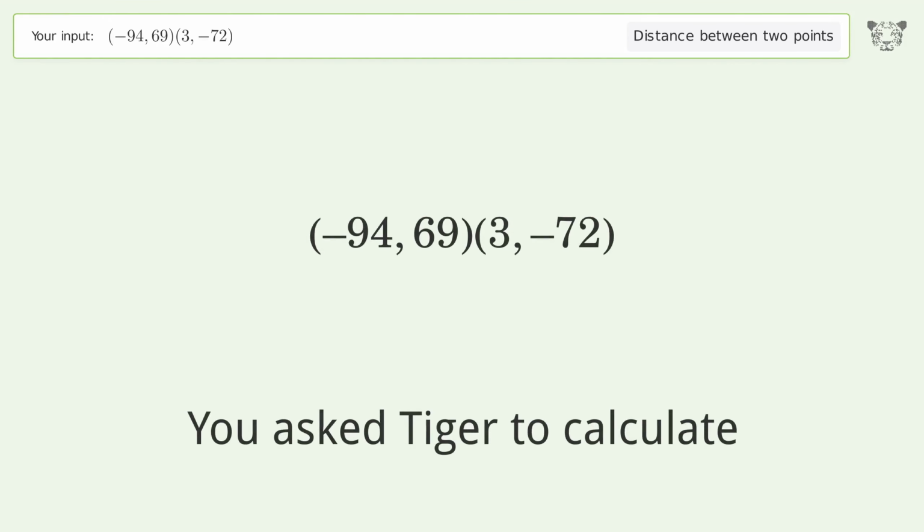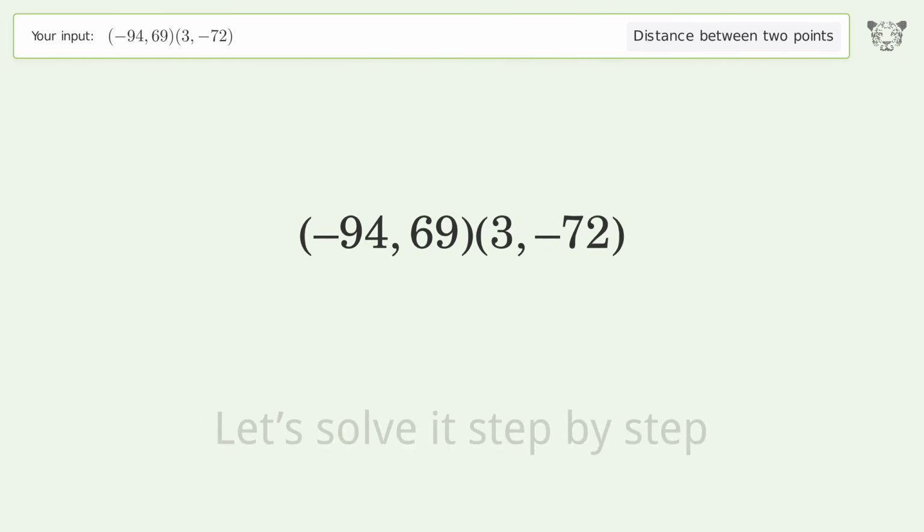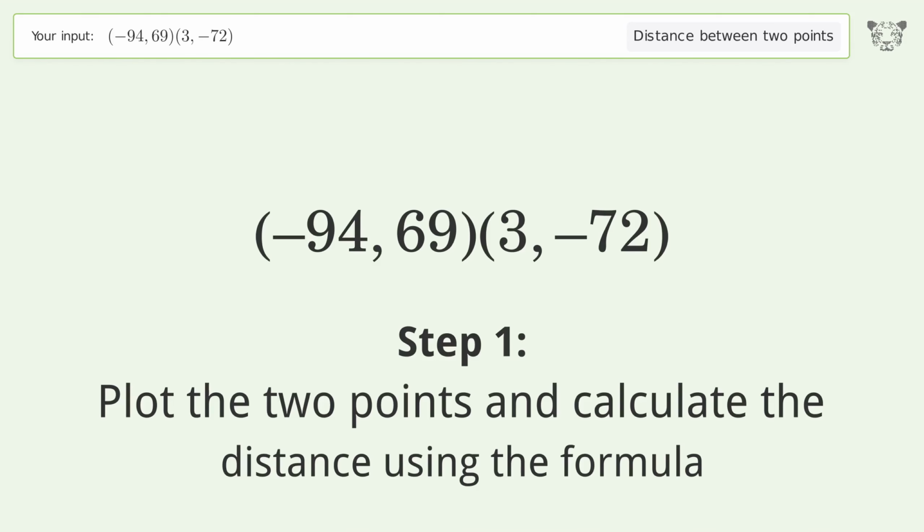You ask Tiger to calculate. This deals with the distance between 2 points. The distance between the 2 points is the square root of 29,290 or 171.143. Let's solve it step by step. Plot the 2 points and calculate the distance using the formula.